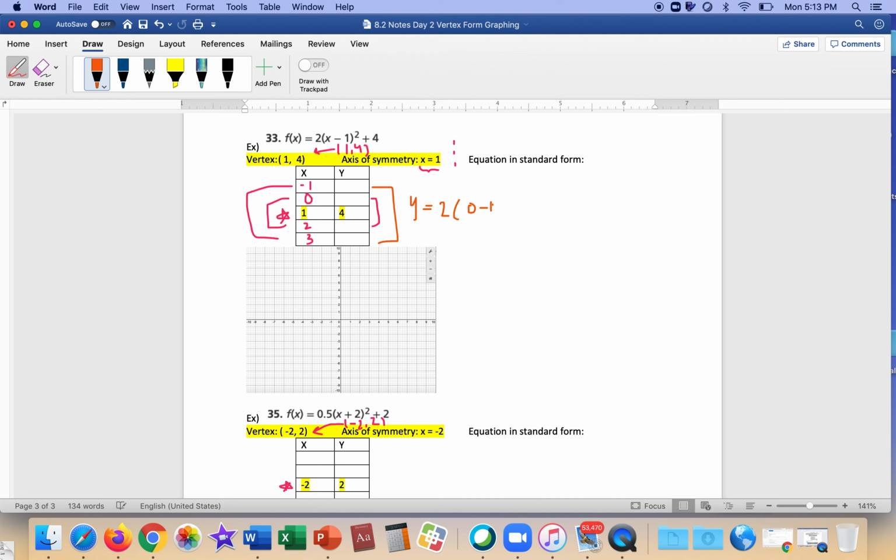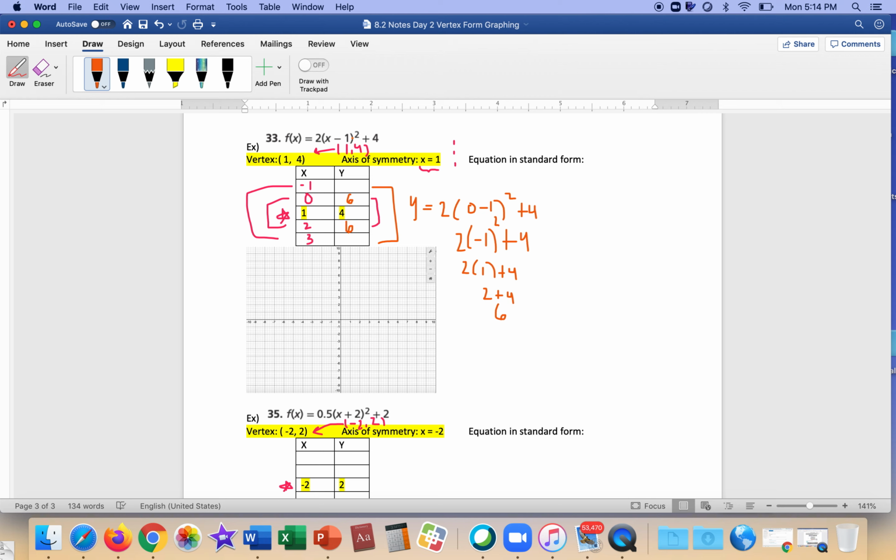we'll get negative 1 inside, right? 0 minus 1 is negative 1. Then we do the exponent next. So negative 1 times negative 1 is 1. So we get 2 plus 4, which is 6. So when I plug in 0, I got out 6. So I'll put 6 here. So then I know this one's also 6.